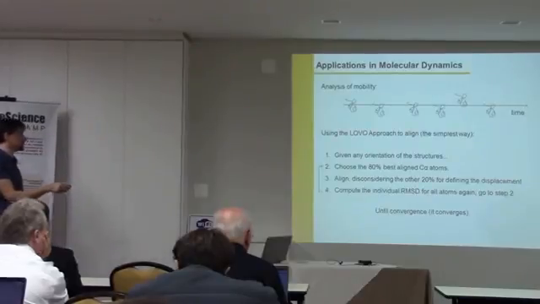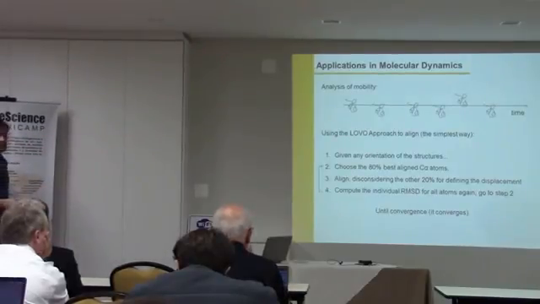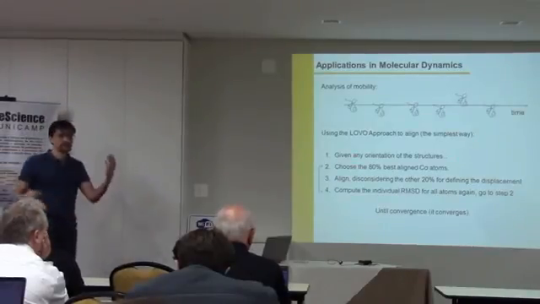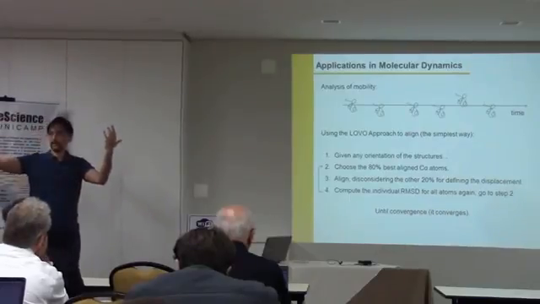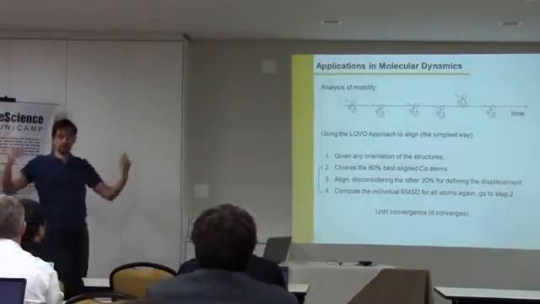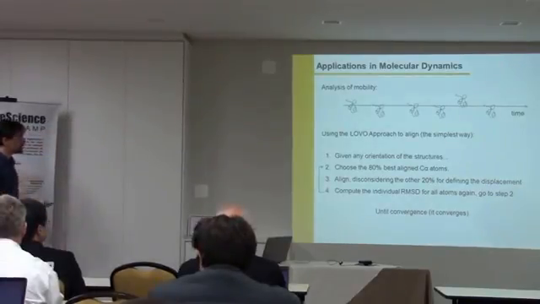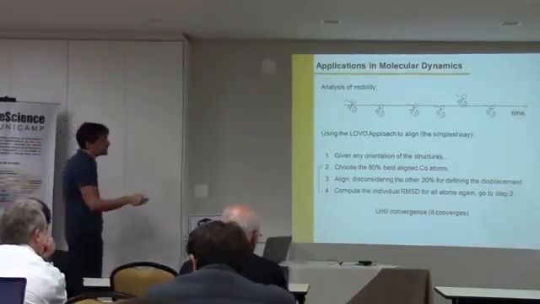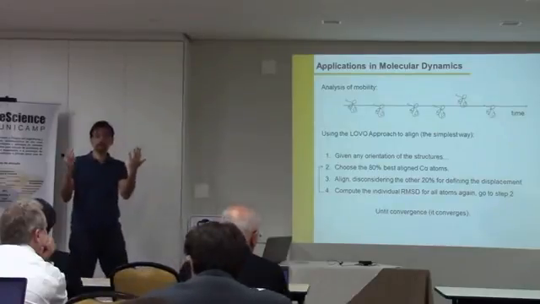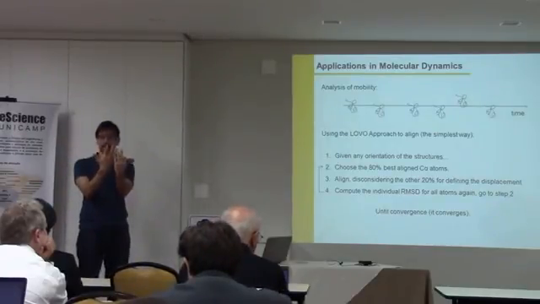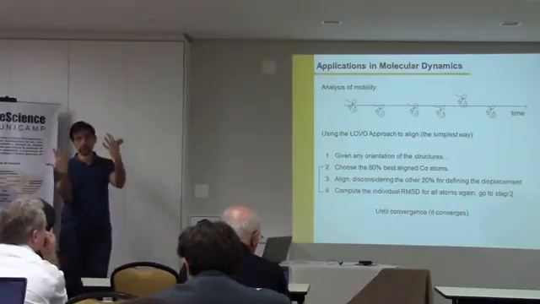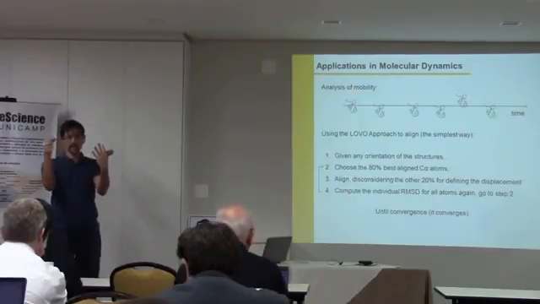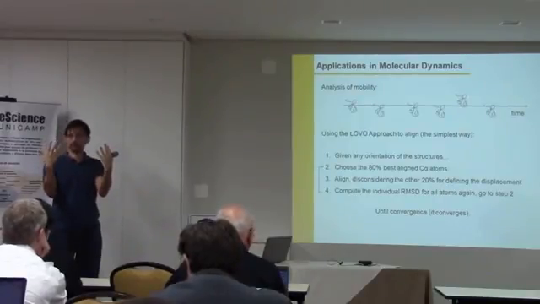Now we are using the concurrent value optimization approach to align, which is quite easy in this case. So given a relative orientation of the two structures, that is the structure at one time of the simulation, and the reference structure, which may be the initial structure in the simulation, for example, we can choose which are the 80% best aligned C alpha atoms. How do we do that? So we have a relative orientation between two structures in different points of the simulation. So we choose which are the 80% atoms which are closer to each other.